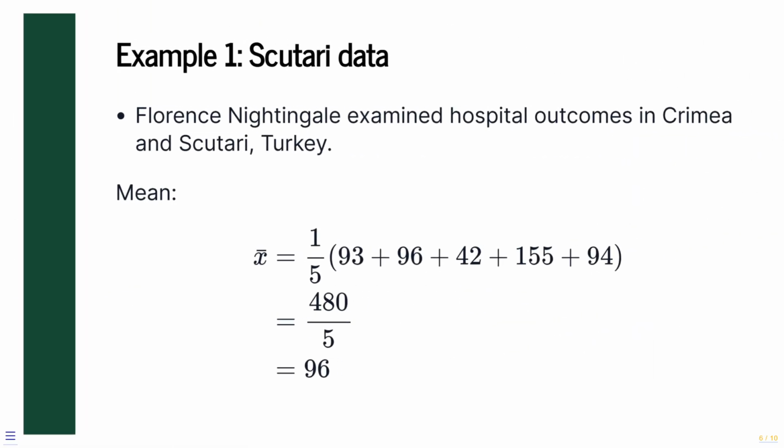Florence Nightingale is well known for her work in improving hospital conditions for British soldiers during the Crimean War. One dataset she examined recorded outcomes for soldiers treated in hospitals in Crimea and in Scutari, Turkey. The data contains the number of soldiers hospitalized in various regiments and the number who died. Consider the number of soldiers who died in Scutari for the first 5 regiments.